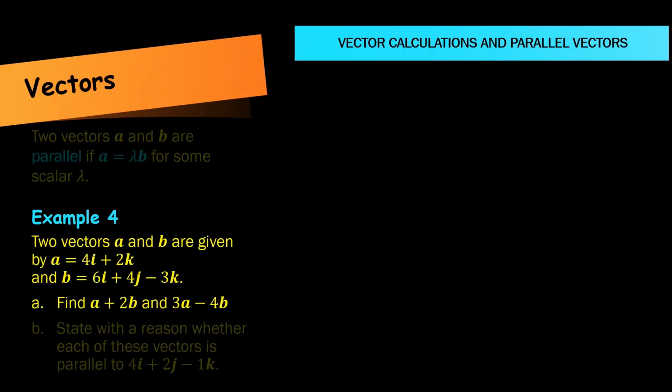So let's solve part a first. Two vectors a and b are given by a equals 4i + 2k and b equals 6i + 4j - 3k. We are required to find a + 2b and 3a - 4b. So let's solve this.